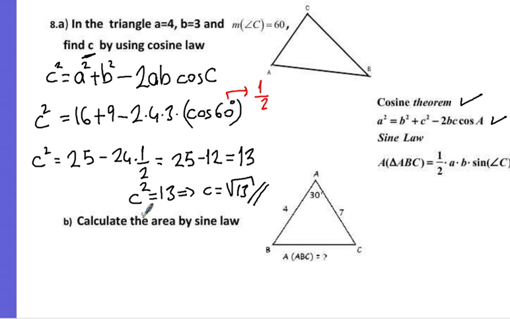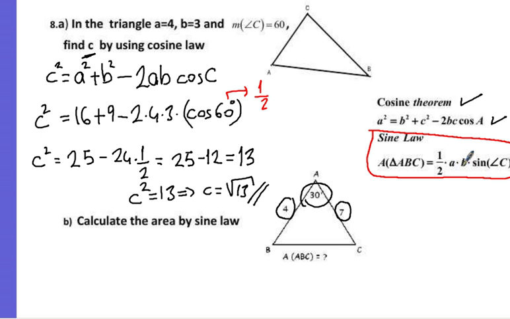Now what about b? Calculate the area by sine law. Here it is given the sine law. Let me draw it again. Here it is. So calculate the area by sine law. What do I know? I have two sides and the angle between them. So it's 1 over 2 times a times b times sine of c. It doesn't matter here which is a, b and c. We should pay attention to the angle between these sides. So we have two sides and we have the angle between them.